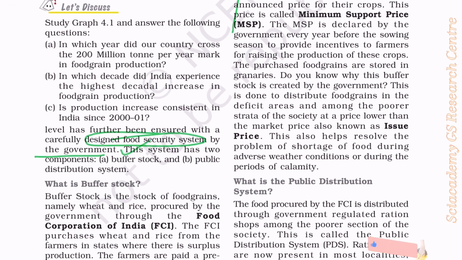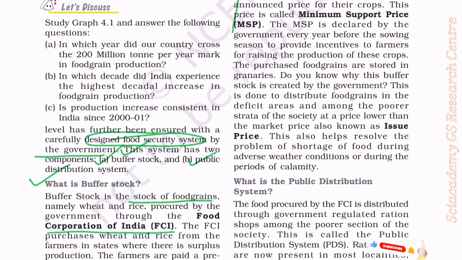This system has two components: A. Buffer stock and B. Public distribution system, that is PDS. What is buffer stock? Buffer stock is the stock of food grains, namely wheat and rice, procured by the government through the Food Corporation of India.